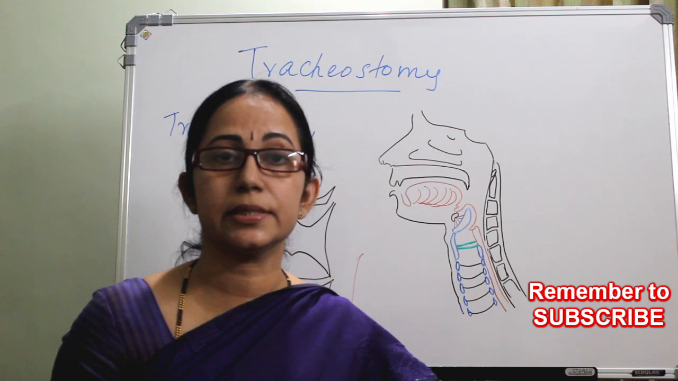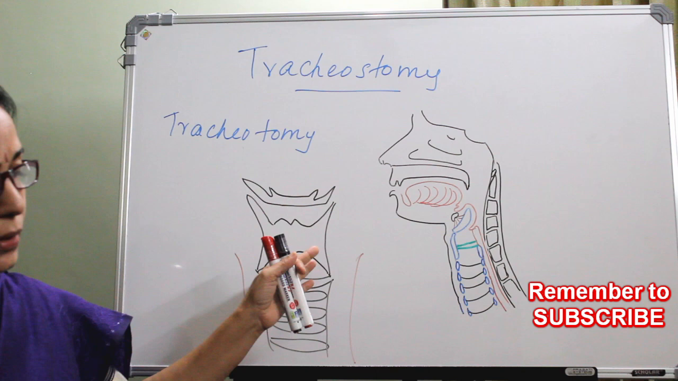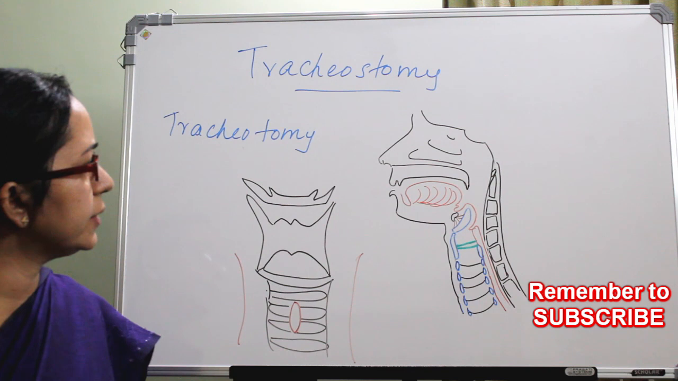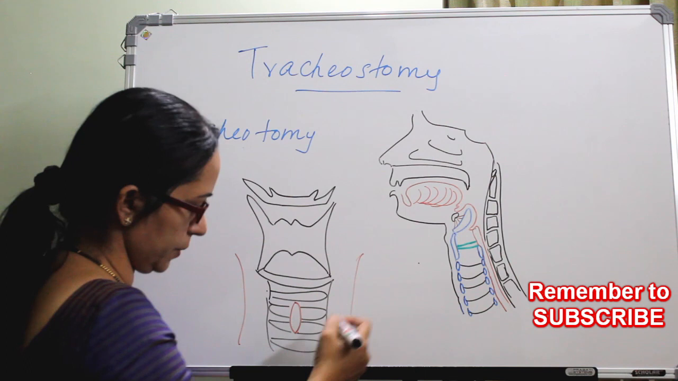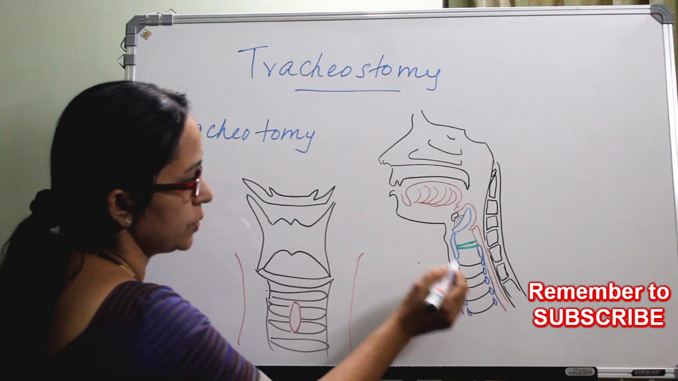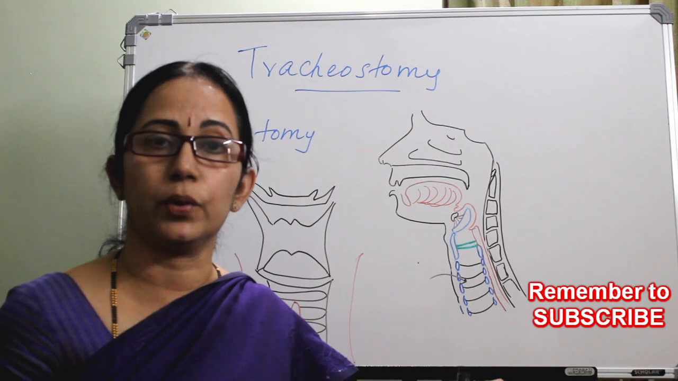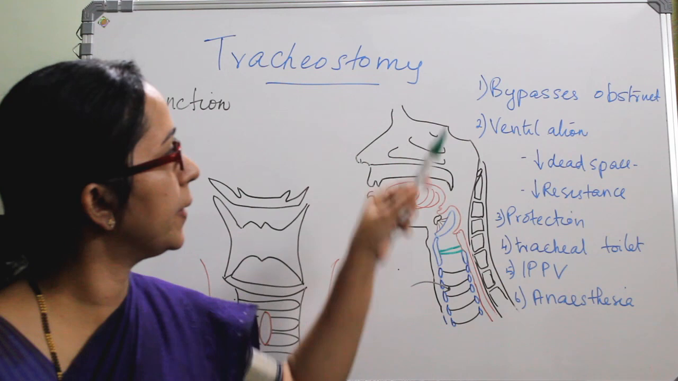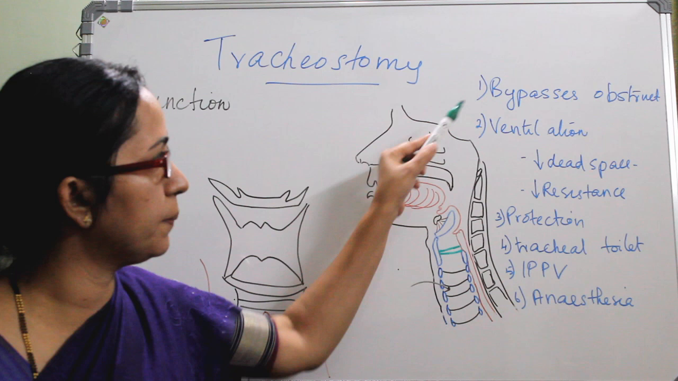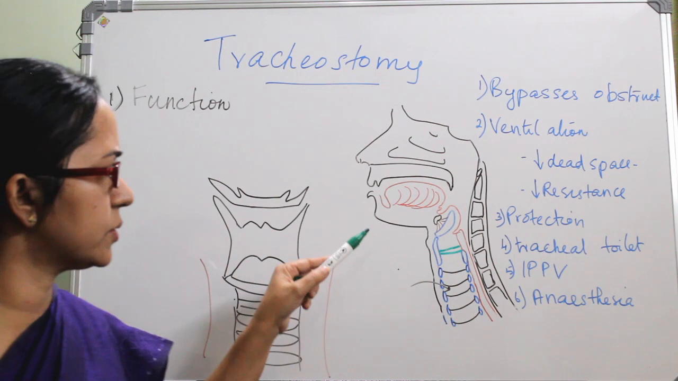So why do we go for a tracheostomy? What are the functions of tracheostomy? Usually we make the tracheostomy opening at the level of the second and third rings. One function is that it bypasses the upper airway obstruction. If there is an obstruction at or above the level of the vocal cords, a tracheostomy will bypass that obstruction, anywhere in the pharynx or nasopharynx or any area above the level of the vocal cords.